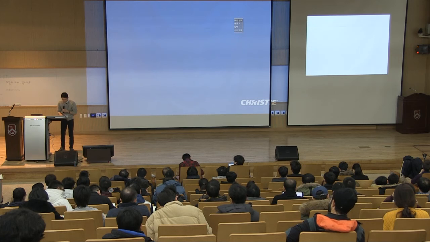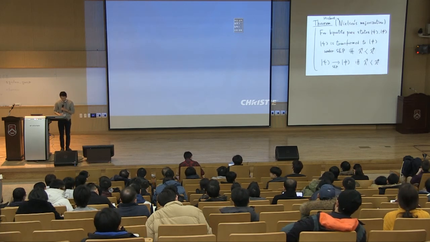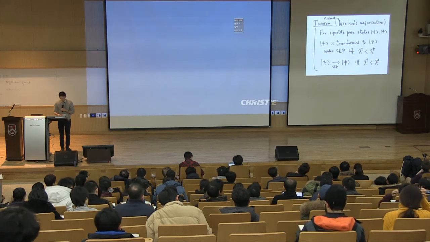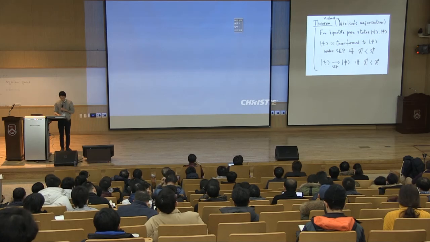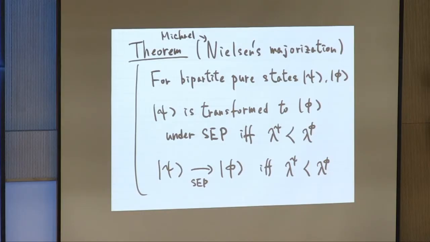So now we have a clear-cut answer. So this is Nielsen's characterization, his theorem. This is a very strong result, because if you look at the Schmidt vectors, then the ordering of the Schmidt vectors is a necessary and sufficient condition to answer this question. But in practice, computing the Schmidt vector is not so easy, especially when the dimension of the Hilbert space becomes larger. So we have to compromise and introduce some measure which is computable, and which also gives us some ordering.